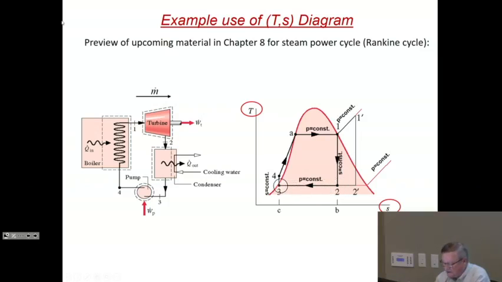Condensing fully means we're in the saturated liquid region. Then we pump the water. Well, pumping water will heat it up a little bit. So we go from 3 to 4. A pump, if it's an internally reversible pump with no losses at all, will not change the entropy. And then we can heat it up in the boiler all the way up to here.